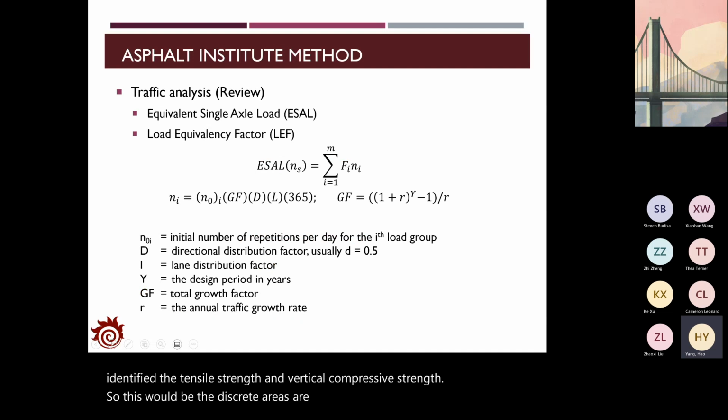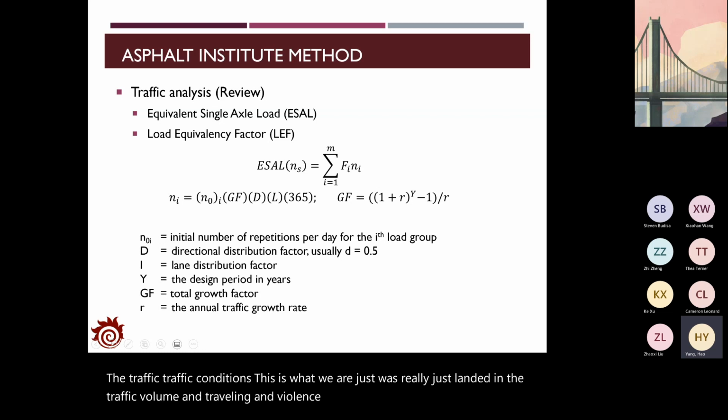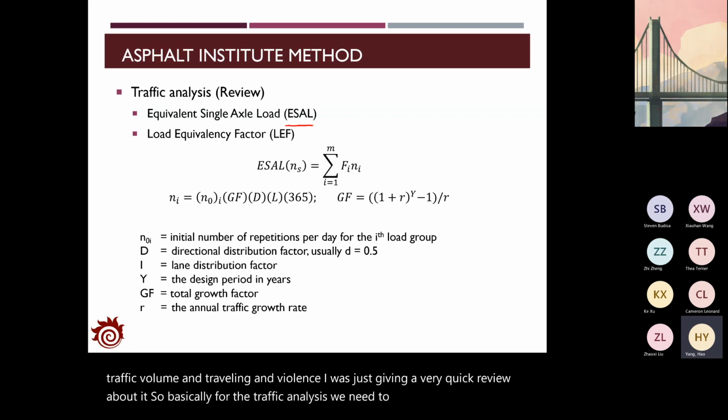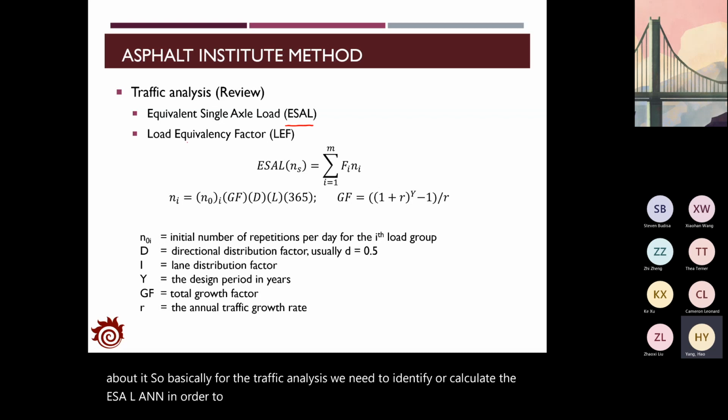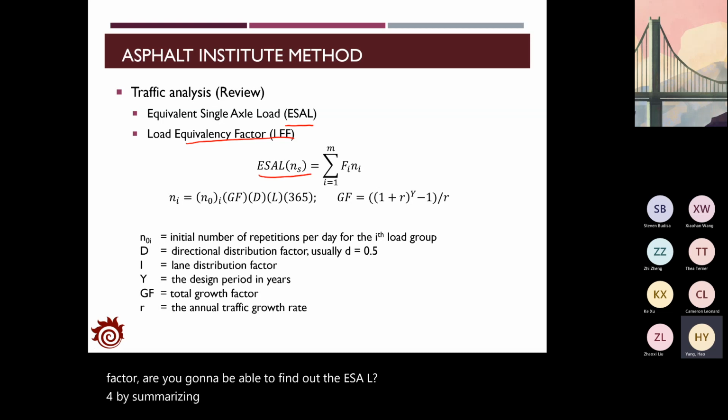And the next thing for the AI method is about the traffic conditions. This is what we just learned about traffic volume and traffic loading. I will just give a very quick review of it. So basically, for the traffic analysis, we need to identify or calculate the ESAL, and in order to calculate ESAL, we need to identify the load equivalency factor for each type of vehicle. And then once you have the load equivalency factor, you are able to find the ESAL by summarizing the values for all different groups.